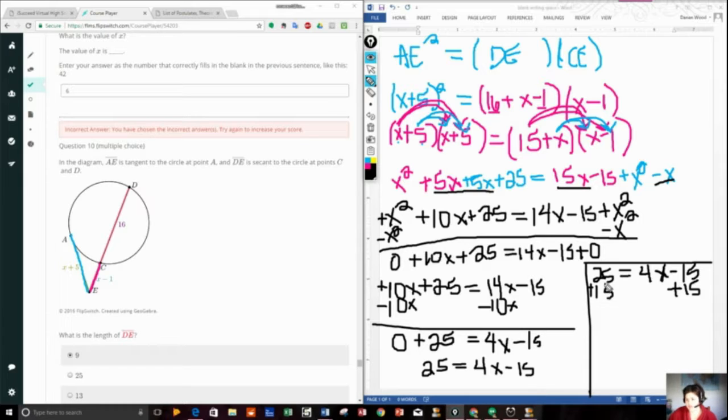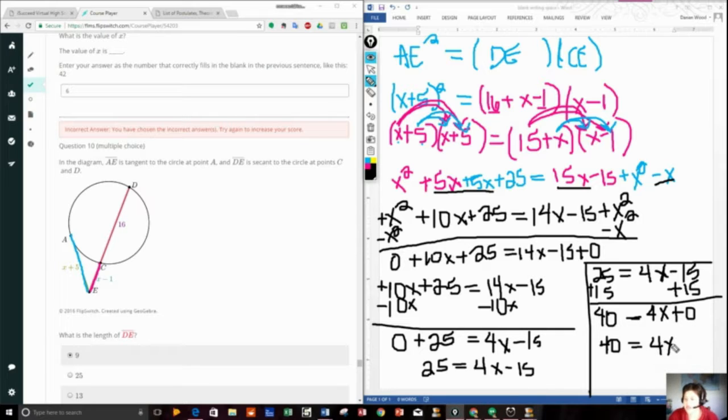25 plus 15: 25 plus 10 would be 35, plus 5 more is going to give us 40. And that's going to equal 4x, and minus 15 plus 15 is 0. So then we have 40 is equal to 4x, because adding 0 to it does not change it.